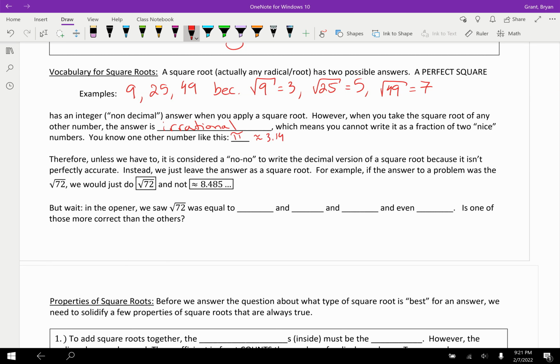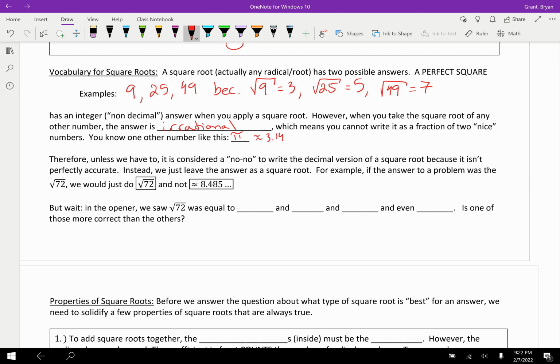Now, unless we have to, it's actually considered a no-no to write the decimal version of a square root because the decimal version isn't perfectly accurate. Right? Instead, we just leave the answer as a square root. For example, if the answer to a problem was the square root of 72, we would just box the square root of 72.